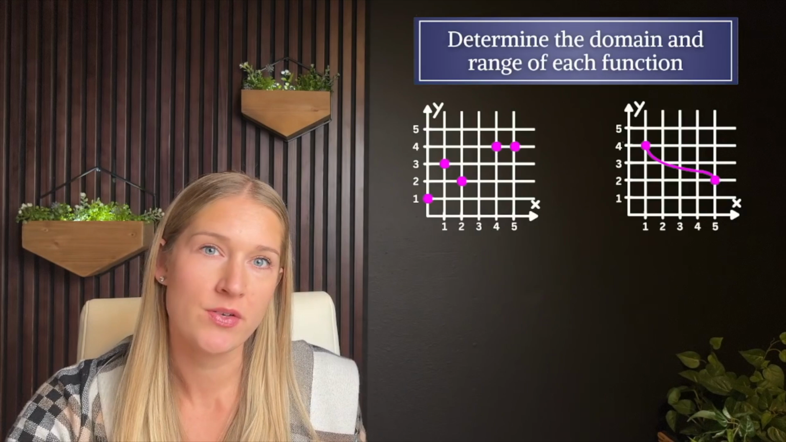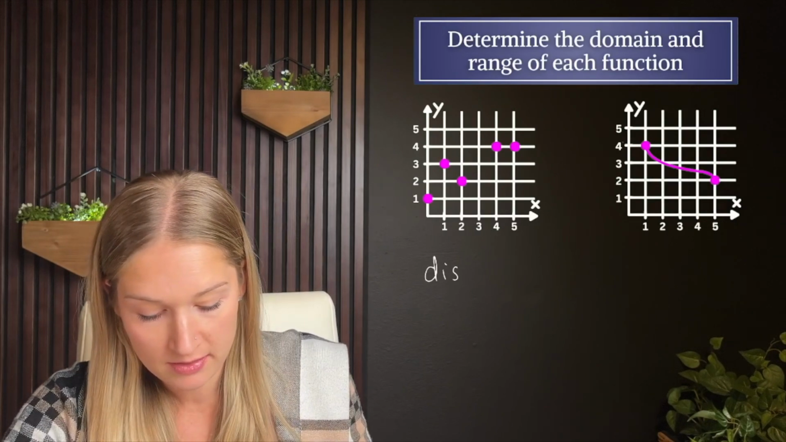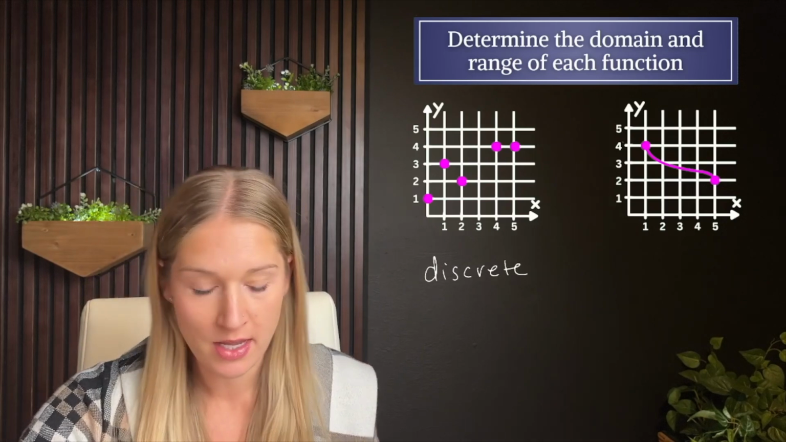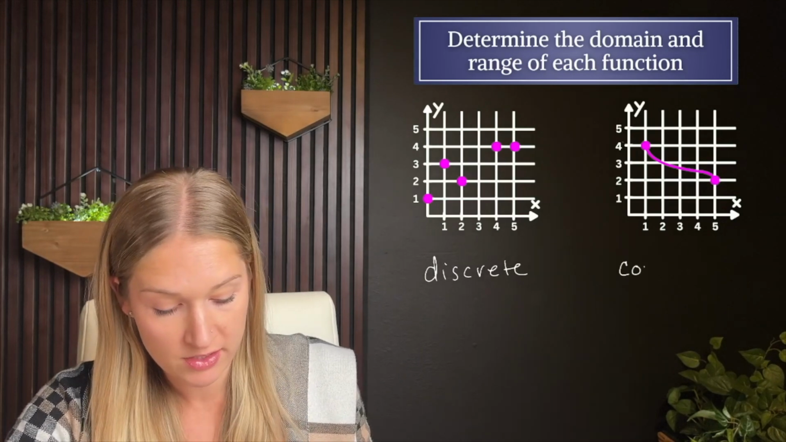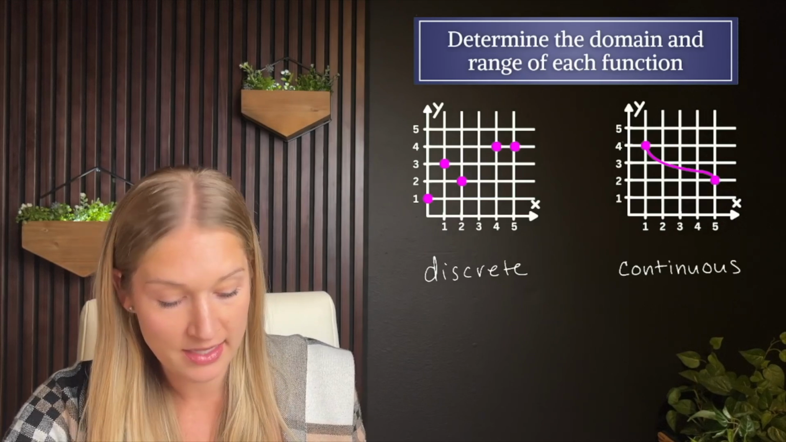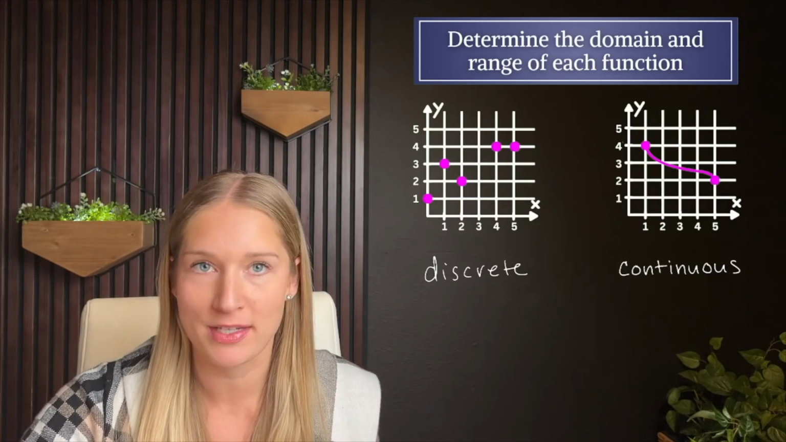The first one, you're going to notice, is a bunch of dots. We call that a discrete type of data. Discrete refers to individual distinct dots, versus on the right-hand side, where we have a smooth connected line. We refer to that as a continuous relationship. There are no breaks in it. It's just all nice and smooth and connected.